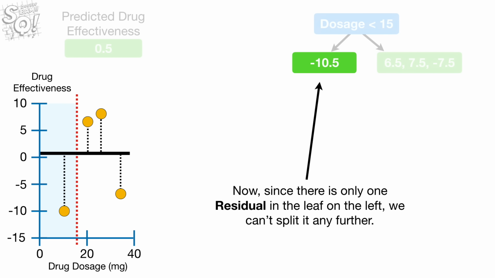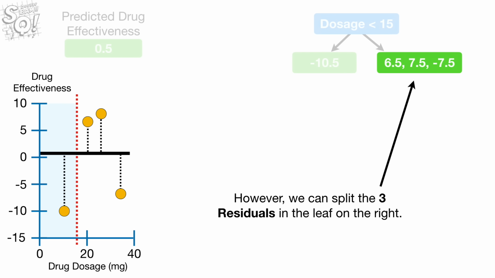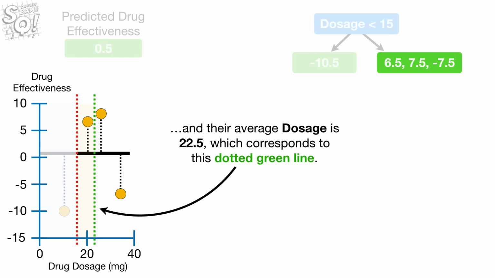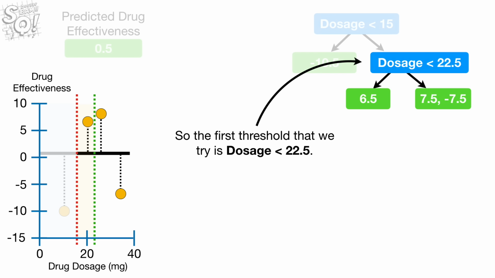Bam! Now, since there is only one residual in the leaf on the left, we can't split it any further. However, we can split the three residuals in the leaf on the right. So we start with these two observations, and their average dosage is 22.5, which corresponds to this dotted green line. So the first threshold that we try is dosage less than 22.5.